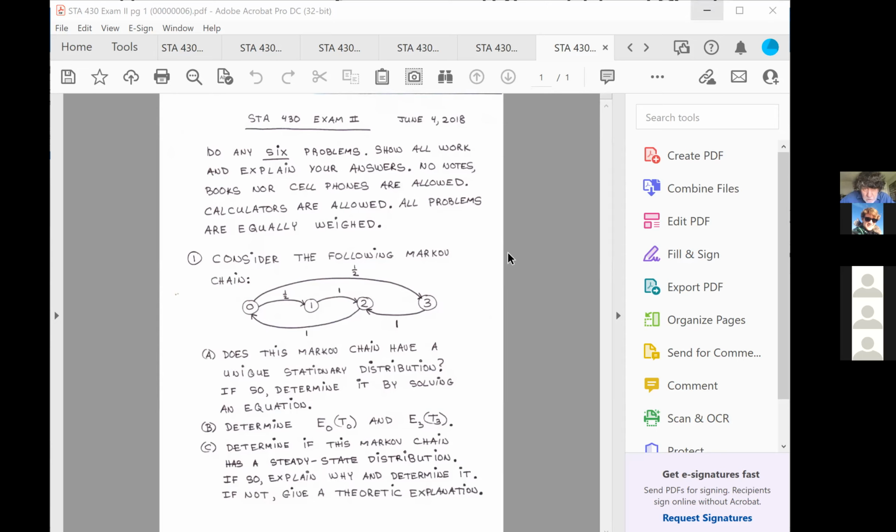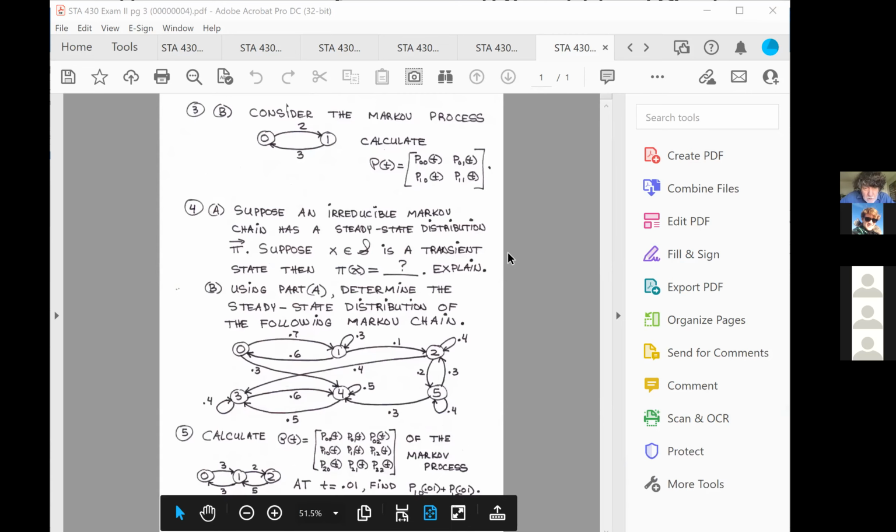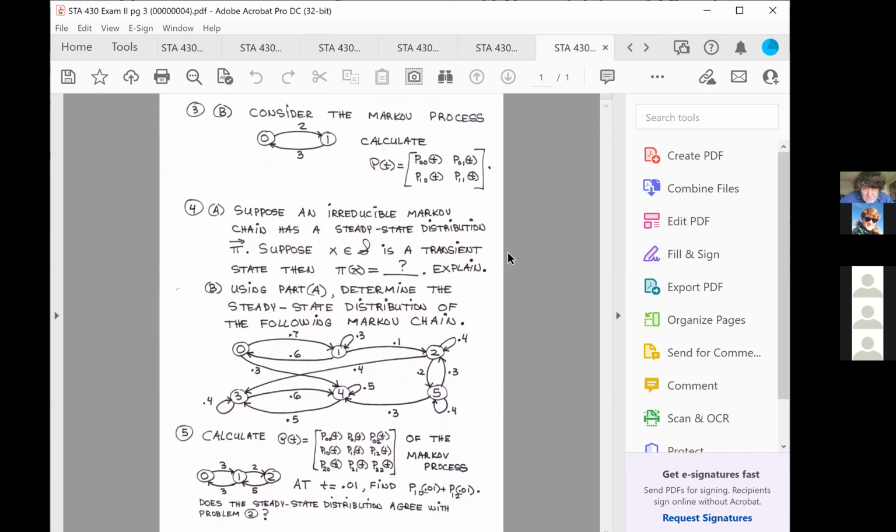This is a question. Do you see it, or do I have to reshare this? Give me a yes or no. Do you see a new problem? Problems 3, 4, and 5. Yes. All right. Good.